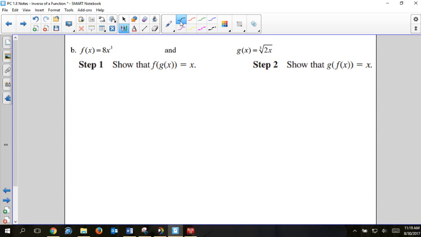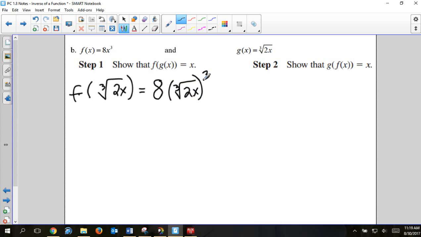So we're going to show that f of g of x equals x. I'm going to start with my f function and put g of x inside. So g is cube root 2x. Wherever I see an x in my f, I make that parenthesis my g. So 8 is not part of the x. Parenthesis, cube root 2x, close parenthesis, cubed. I only replace the x with the parentheses for g inside. So I took out the x and put that in.